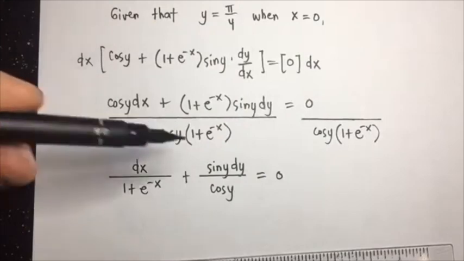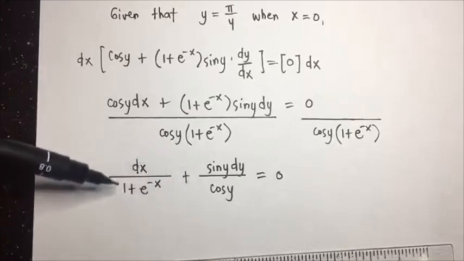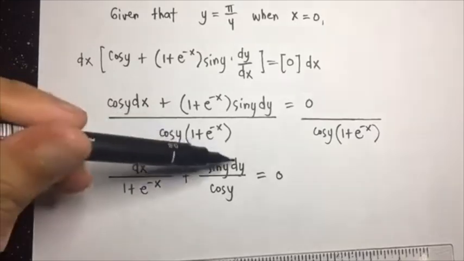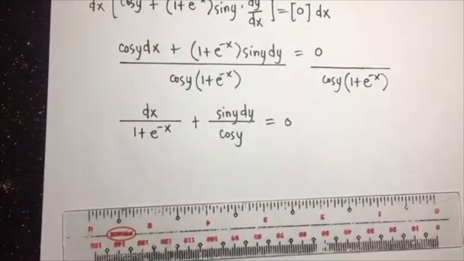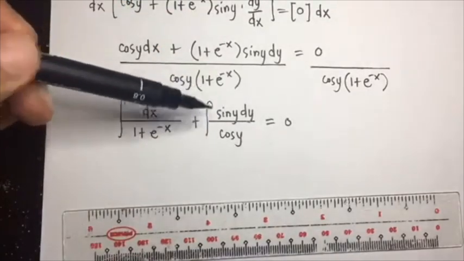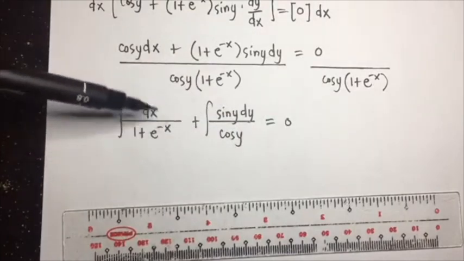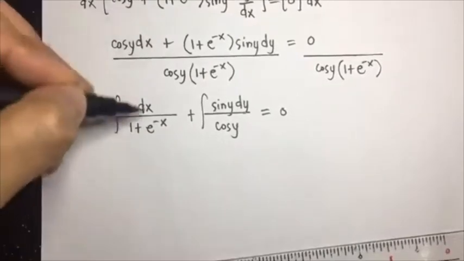Okay, so we can now proceed to integration. Since we've already separated the variables, in the first term we have variables of x only, and in the second term we have variables of y only. So integrating both sides, as we can see, we can integrate the second term directly. However, the first term may require the use of algebraic substitution. So let's integrate this first.